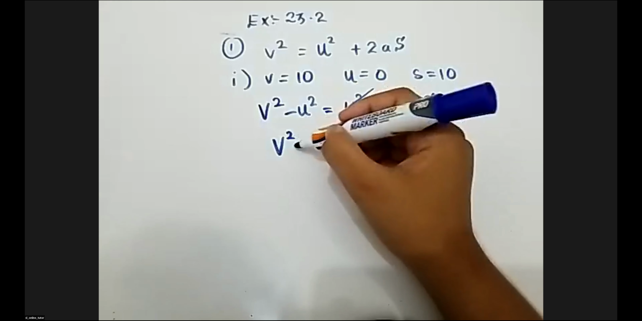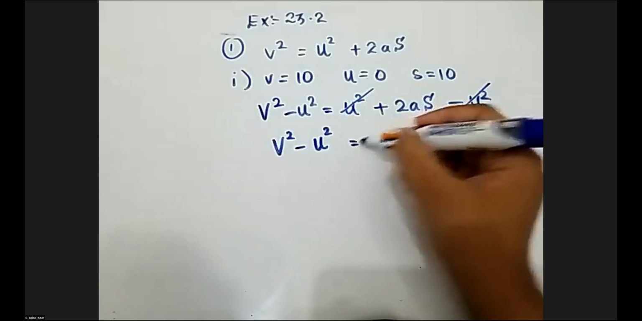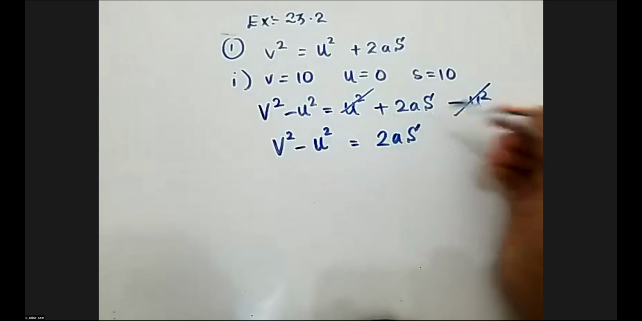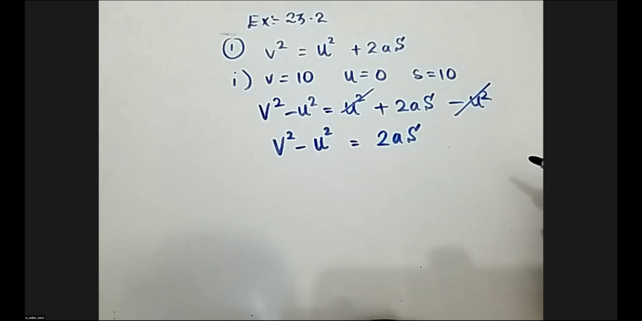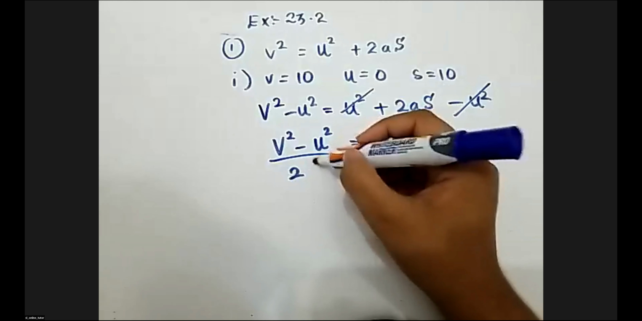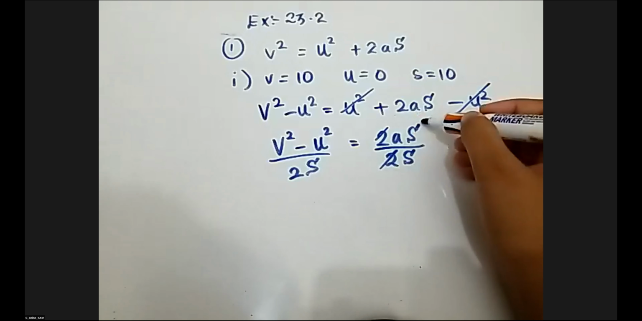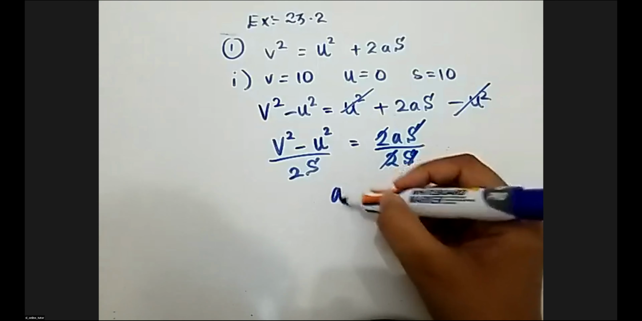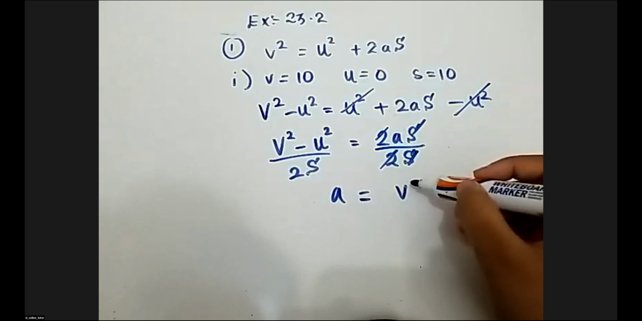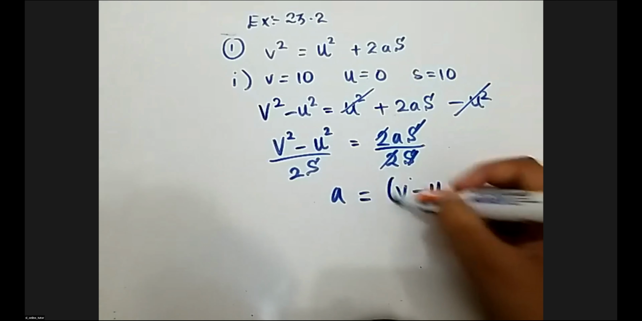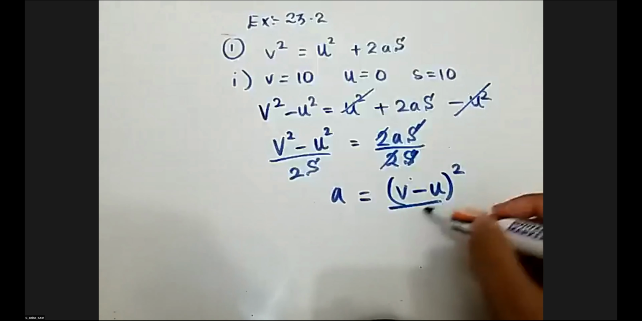Now I get V squared minus U squared equals 2AS. Now I can remove 2S. How can I remove it? By dividing, from both sides. Now 2 cancels, S cancels. The formula is A equals V squared minus U squared over 2S.